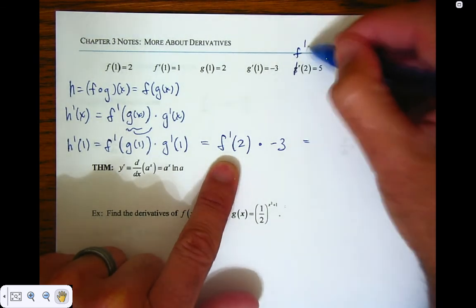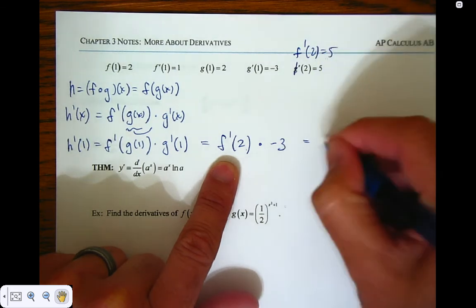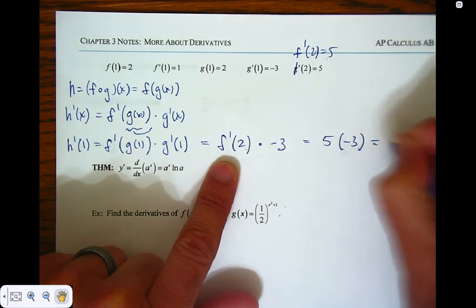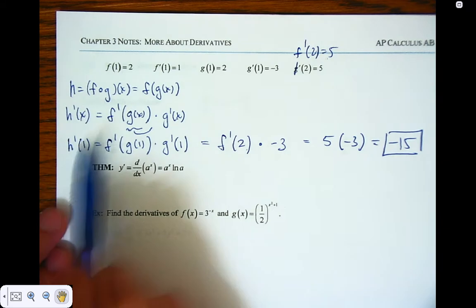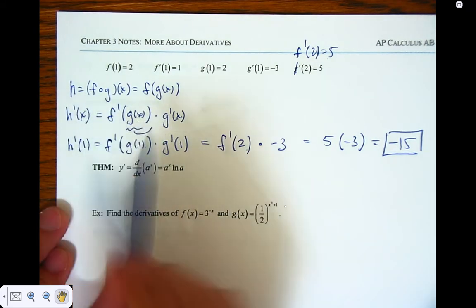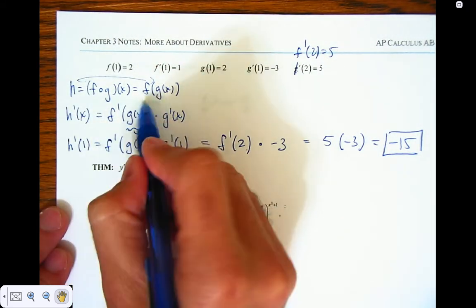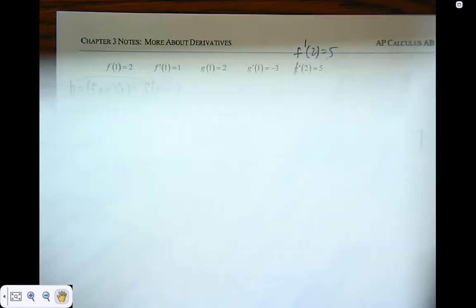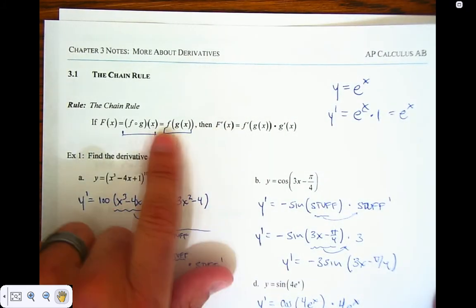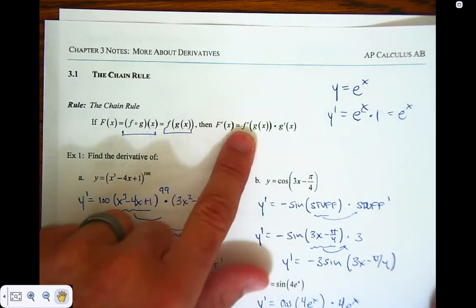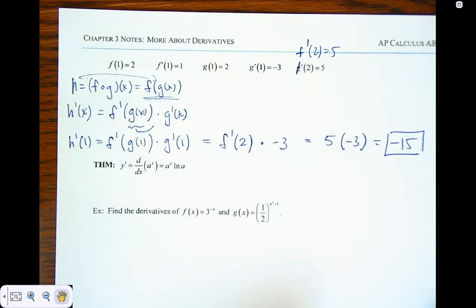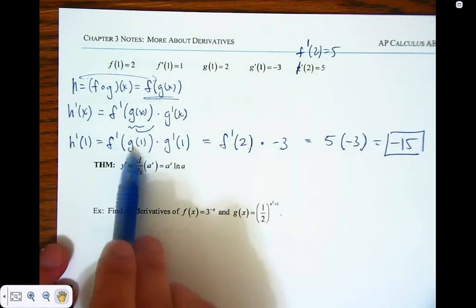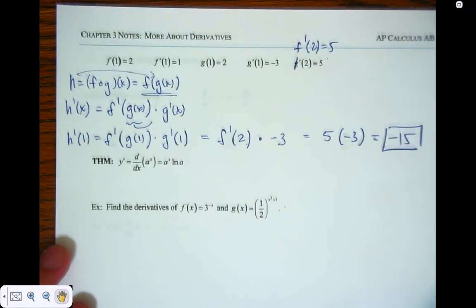So f prime of 2, if it was equal to 5, we'd say it's 5 times negative 3 for an answer of negative 15. Okay. All right, so this is just notation. This might confuse you, but again, focus on this one. And to take the derivative on the front page, we show it to you. The derivative of f of g of x is just f prime g of x times the derivative of the inside stuff. And so when you write that out in notation, you get this, you plug in your values, and you're good to go.